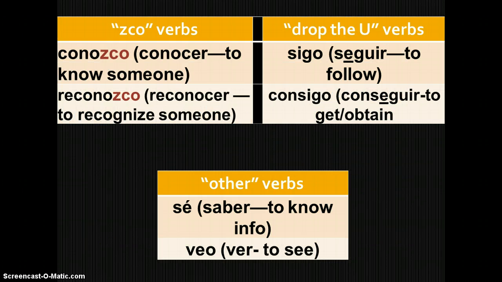The ZCO verbs, there are only 2, and they're very similar. Conocer, to know someone, becomes conozco. You can see there's a Z that's added. And reconocer, to recognize someone, becomes reconozco. The drop-the-U verbs are seguir, to follow, and it's an E to I stem changer, so it is sigo. And conseguir, to get or to obtain, E to I stem changer, drop the U, it becomes consigo. Other ones are saber, to know information. Sé is the yo form. Ver, to see, is veo.